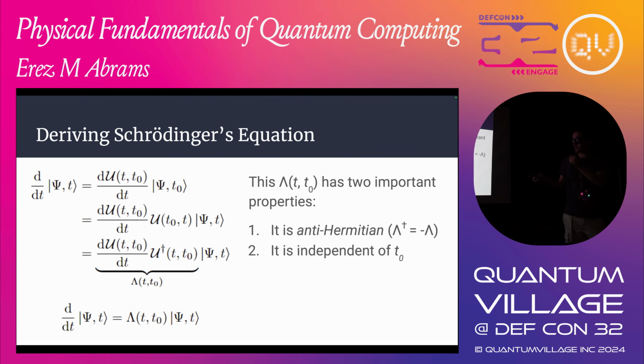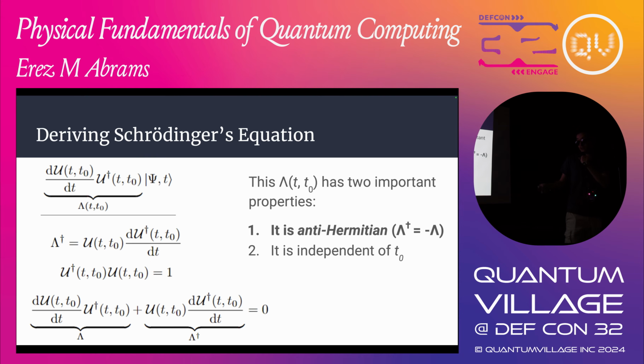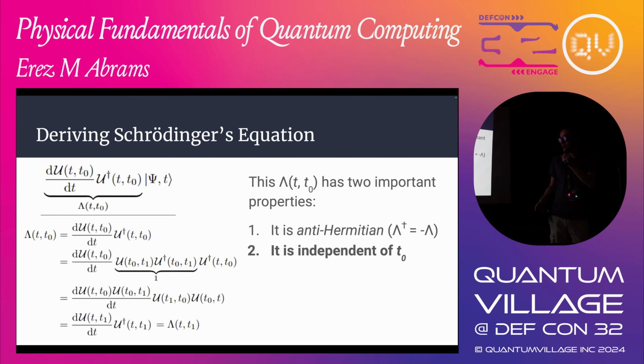But this lambda that we've defined has two important properties. It's anti-Hermitian, and it's independent of t0. We're going to show those now. Again, these derivations don't really matter very much, but this is just that last line from before defining lambda. We do some math, and then we see, yes, look at it. It's anti-Hermitian. The sum of lambda and lambda dagger is 0. Wonderful. And it's also independent of t0. We do that by showing that lambda of t0 is lambda of t1.